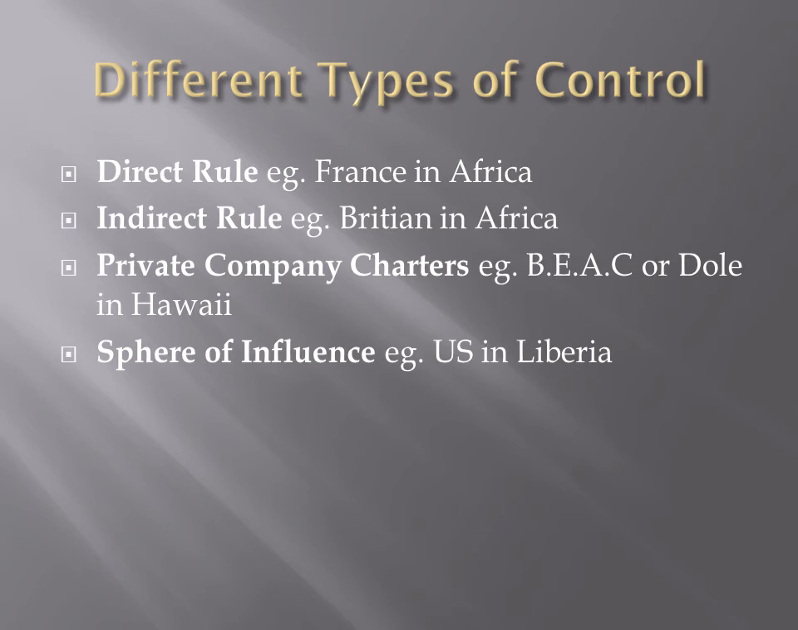What that means is nobody's really in charge, but a company will go in and they are so invested in the natural resource that they become a quasi-government. And so this is like the British East India Company, and of course the Dole Pineapple and Fruit Company in Hawaii. And there are also spheres of influence. So the U.S. and Liberia. We never actually were in control of Liberia, but we acted in a way that meant that nobody else was going to come into Liberia because we were there.